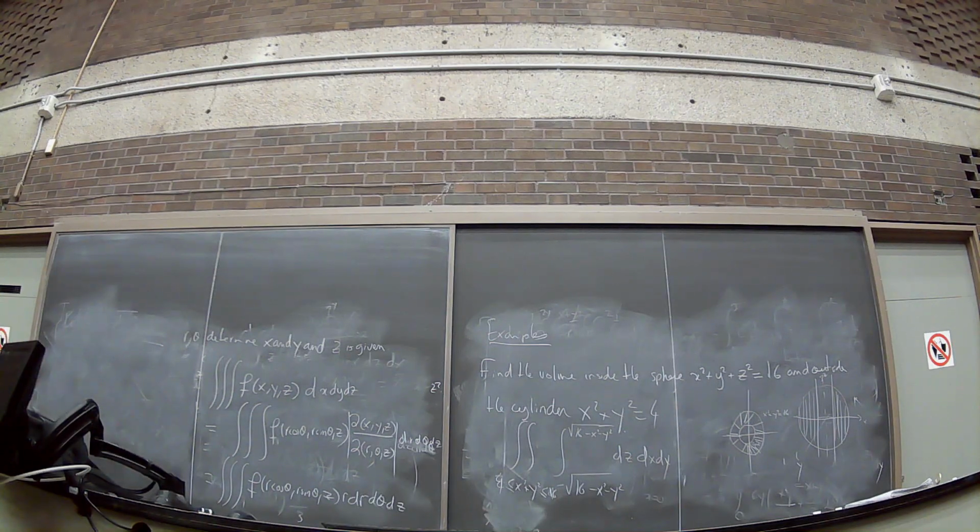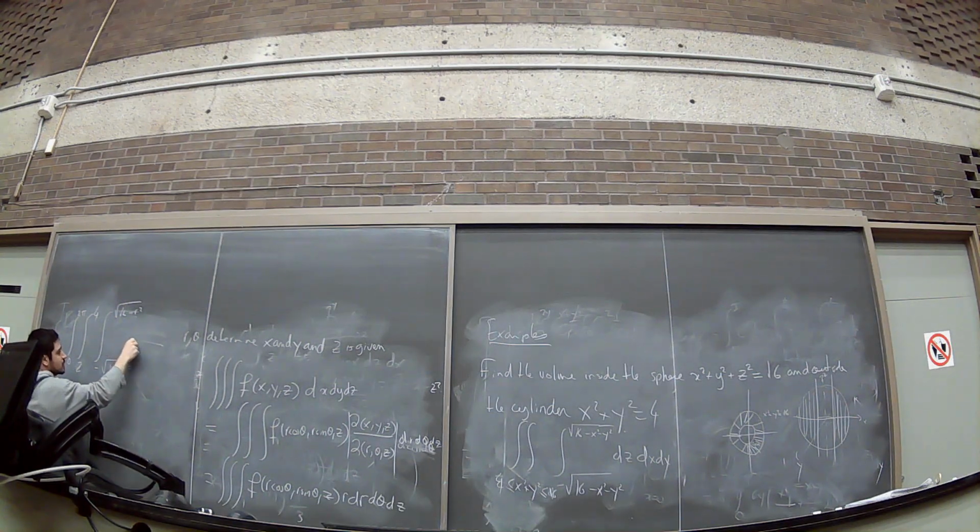Let's switch to polar, or to cylindrical. So theta will vary from 0 to 2 pi. R will vary from 0 to 2, right? From 2 to 4, sorry, right? And then Z will vary from where to where? From minus square root of 16 minus r squared to square root of 16 minus r squared.